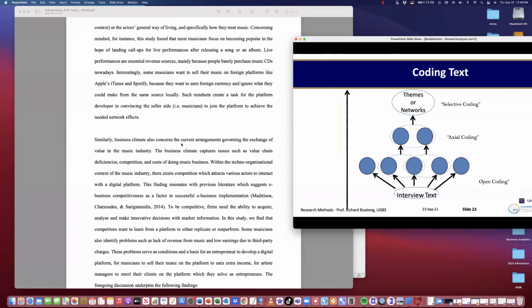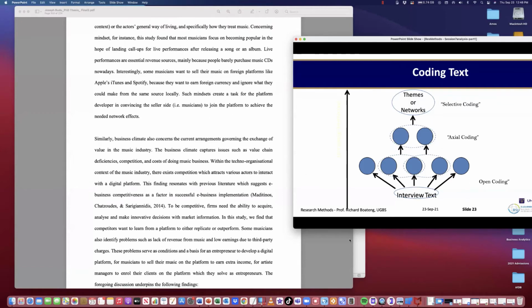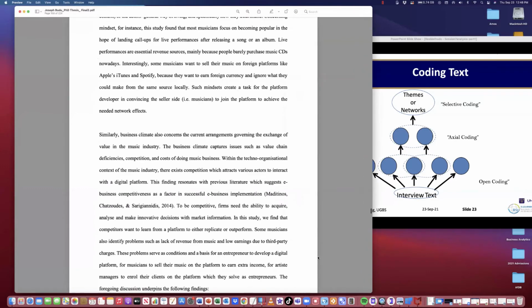Okay. So look at what it says here. The business climate also, please, I'm reading, can you see? Or should I make it bigger? We can see. Okay.